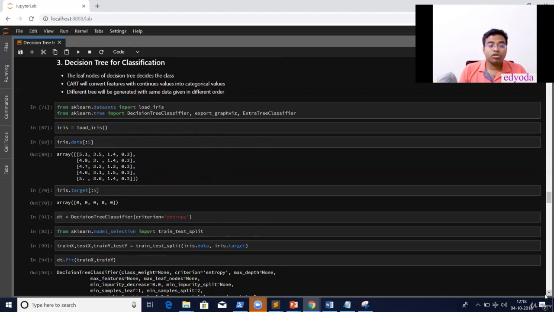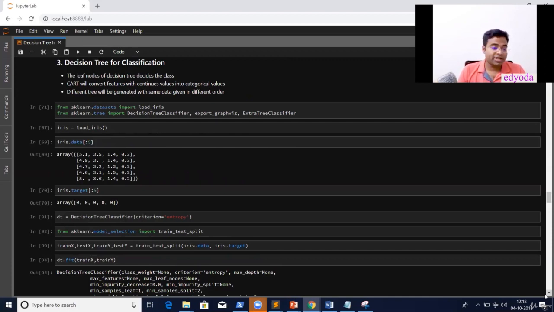A few important notes about decision trees for classification: as we saw there, the leaf nodes are decisions. CART is the algorithm scikit-learn follows to implement its decision tree. If the same data is given in a different order, it will generate different trees. You should try this out. Same data, change the order, and you'll see a different decision tree.